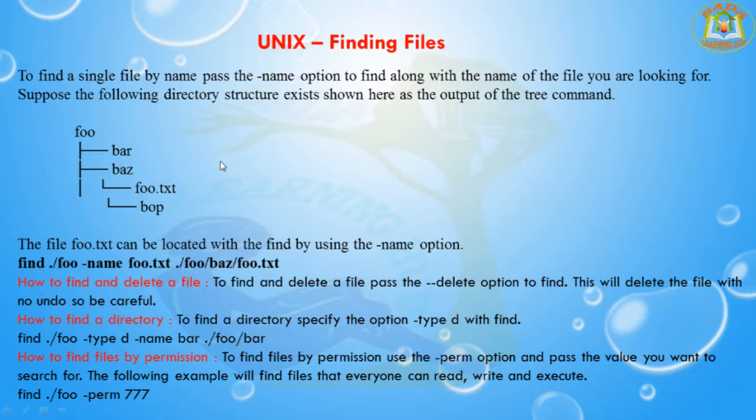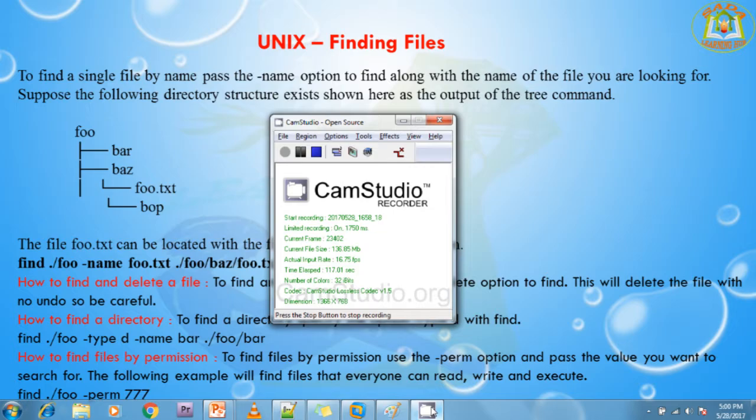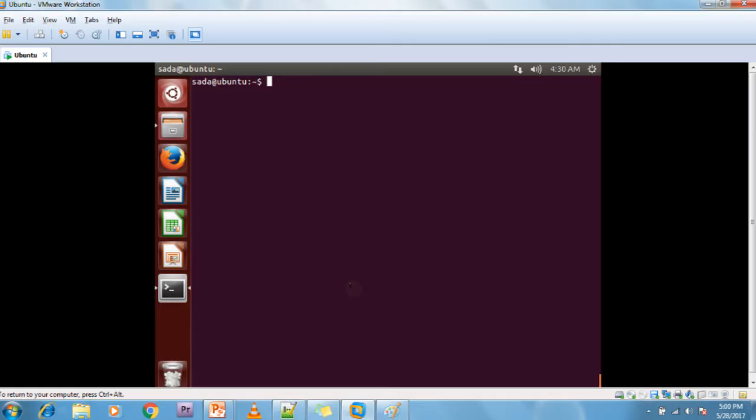I can show one example here. I'm typing pwd, which shows the present directory. Now I'm typing find space dot. Dot means the current directory, then hyphen name file 1. It will search. See here, the result shows no such file or directory for the earlier attempt.